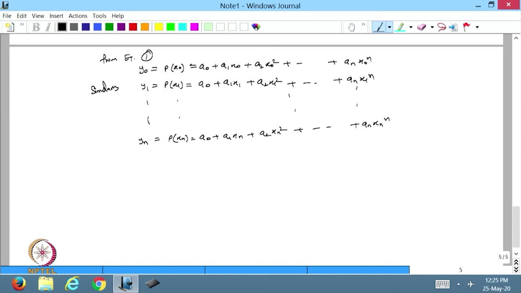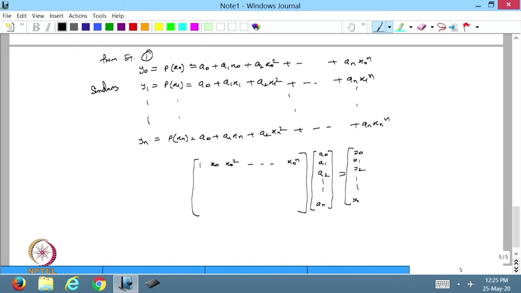Now to find out these values of a0, a1, a2 up to an, I can convert this system of equations into the matrix form. Here I can write 1, x0, x0 square, up to x0 power n, times a0, a1, a2 up to an, that is equal to, on the right hand side, y0, y1, y2 up to yn. Then the next row will be 1, x1, x1 square up to x1 power n. So on, and in the last row I will get 1, xn, xn square, xn cube, and in the last xn raised to power n.